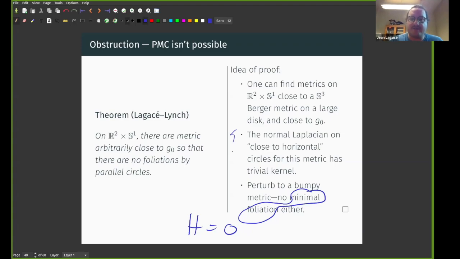But this property is an open property. So if I'm close to something where the Laplacian has trivial kernel, I still have trivial kernel, and therefore these bumpy metrics will not be able to enjoy a foliation by spheres that have parallel mean curvature, because the kernel of the Laplacian is trivial and there are only isolated minimal submanifolds.